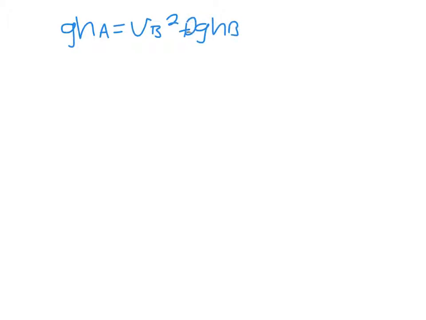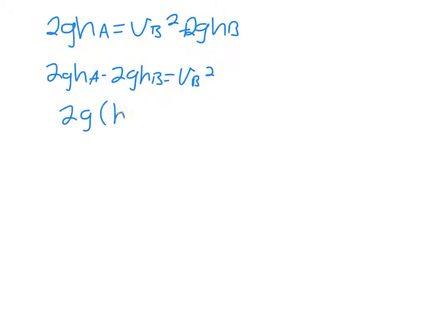And see, I already made the mistake. This should be a 2 here. So now isolating VB squared, 2g height at A minus 2g height at B equals VB squared. Just to make the math a little easier, 2g times height A minus height B equals VB squared. We have height at A, we have height at B, and g is a constant.